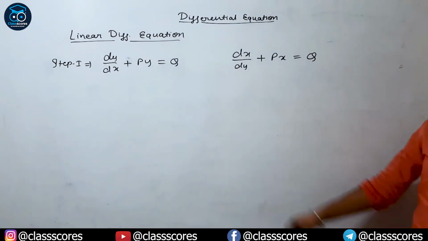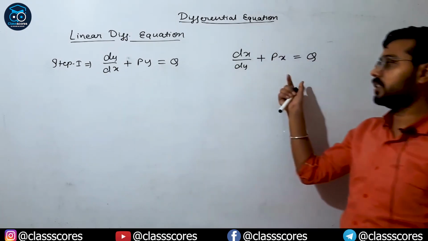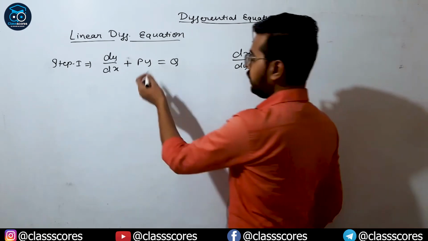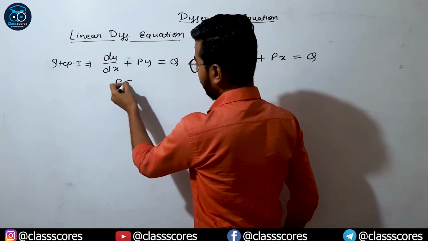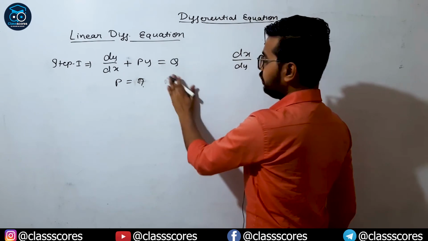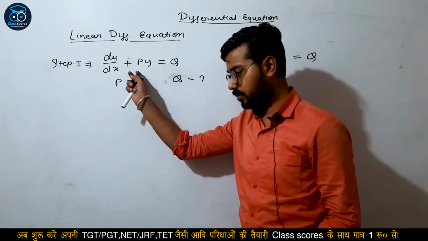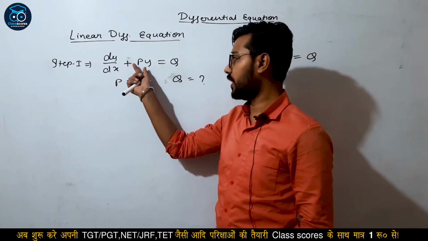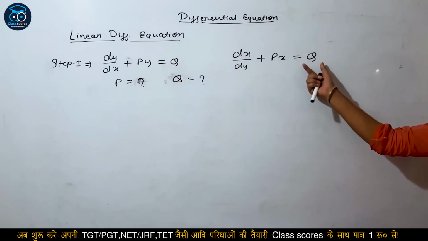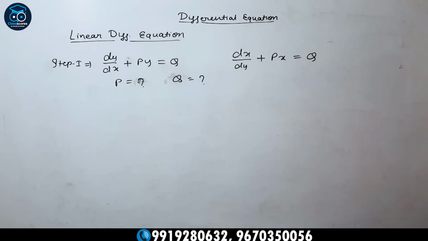Whenever we get any differential equation, first we need to convert it into either this form or this form, and compare it with the given equation. From this we get the value of p and the value of q as well. In this type of equation, you will get p and q in terms of x. Here you will get the values of p and q in terms of y. Okay, so this is our step number 1.